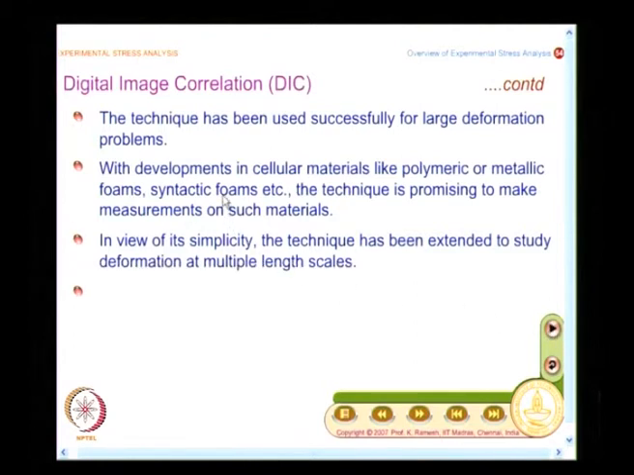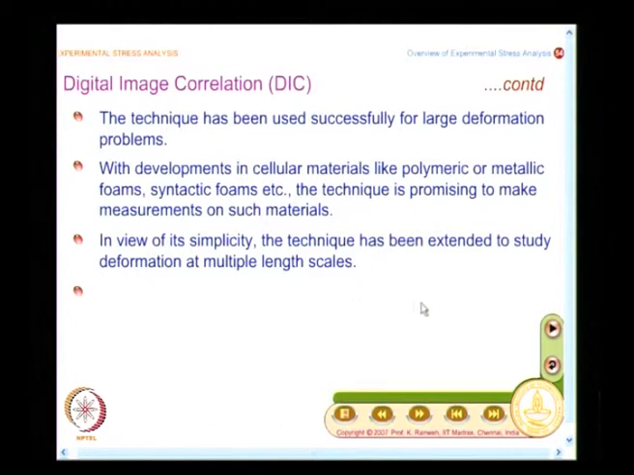And the technique is very simple. If you go from one scale to another scale, the methodology is essentially the same. The only thing is your optics has to be sensitive enough and your speckle size should be adjusted suitably. In view of that, the technique has been extended to study deformation at multiple lengths.